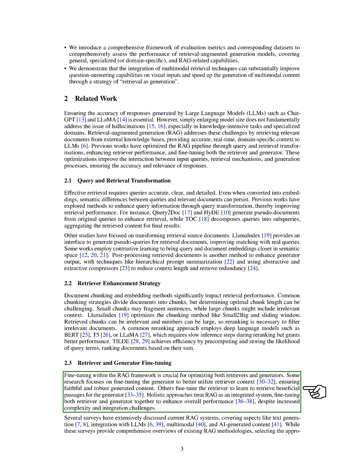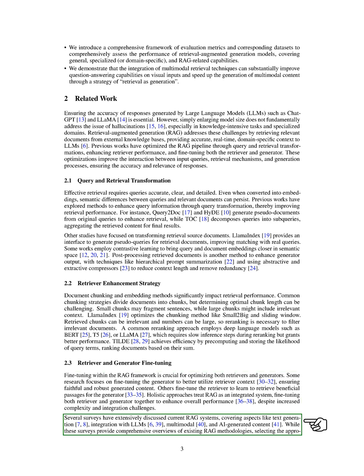Fine-tuning within the RAG framework is crucial for optimizing both retrievers and generators. Some studies focus on fine-tuning the generator to make better use of retriever context, ensuring accurate and robust generated content. Others fine-tune the retriever to learn how to retrieve useful passages for the generator. Some holistic approaches treat RAG as a unified system, fine-tuning both retriever and generator together to improve overall performance, even though it adds complexity and integration challenges.